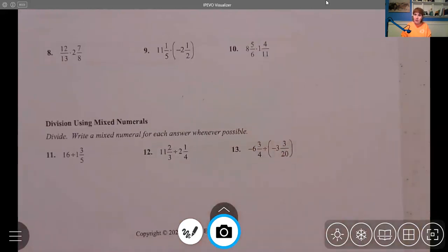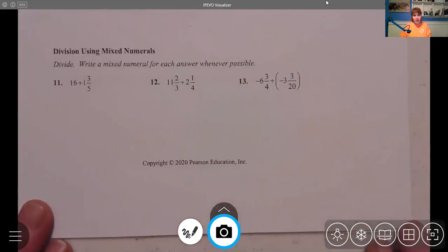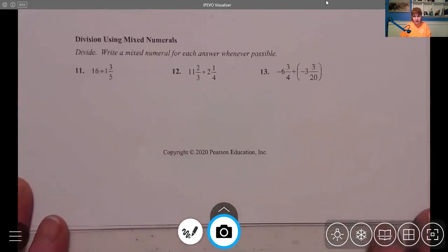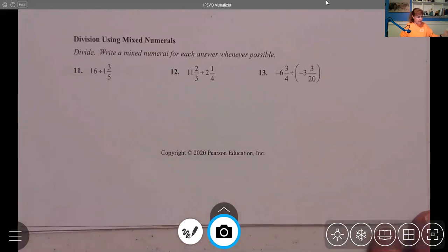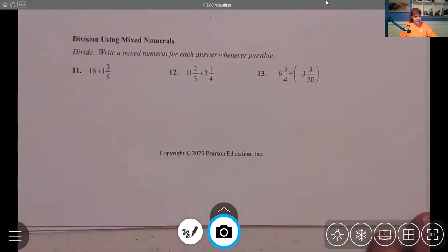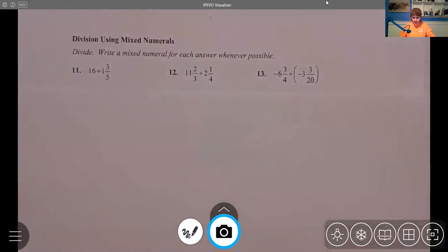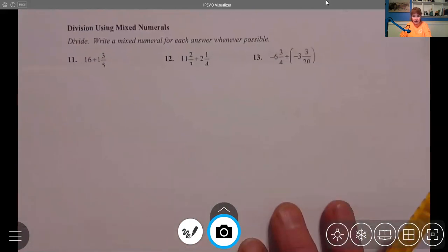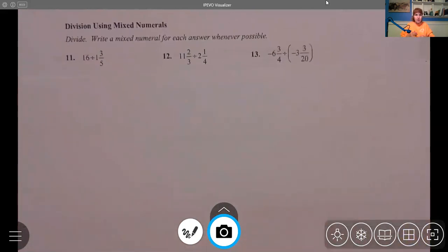Let's switch to division. So we've done division with fractions. This is pretty much the same. We do have to do a step first, and that is to take any of our mixed numbers and change them into fraction notation. Let's start with number 11.